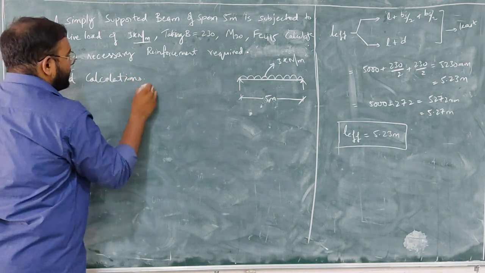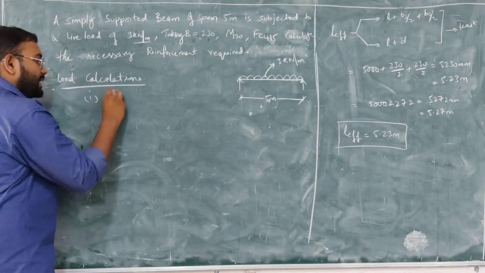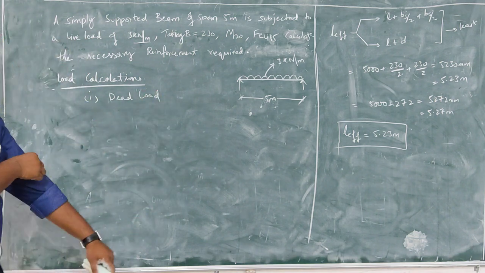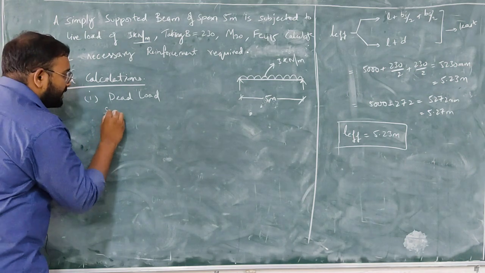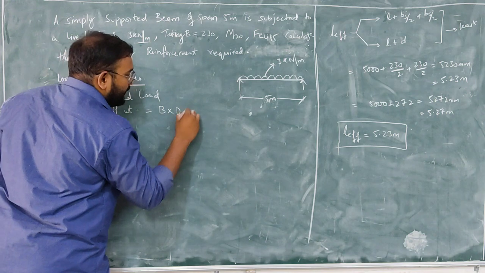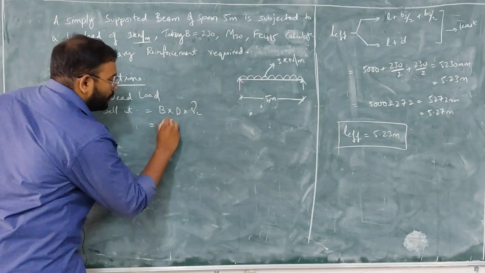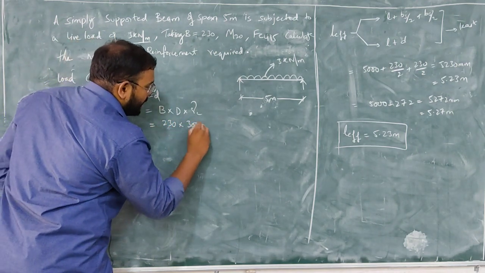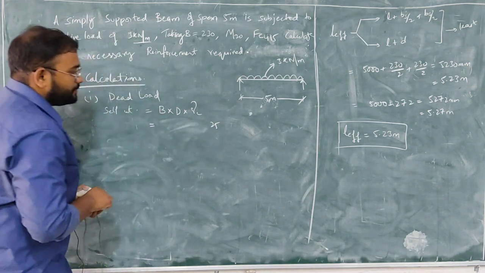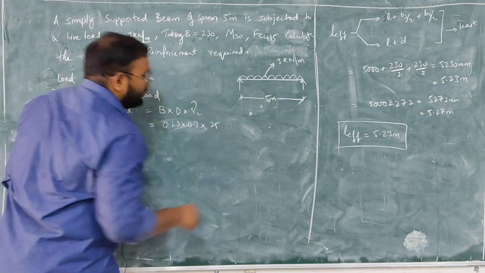load calculations. Now the first type of load we have is dead load, which includes self weight of the beam. So how to calculate self weight? I have given you the formula. It is equal to B multiplied by D multiplied by density or unit weight of concrete. So this is equal to 230 by 300 multiplied by 25, or you should write like this: 0.23 into 0.3 into 25.